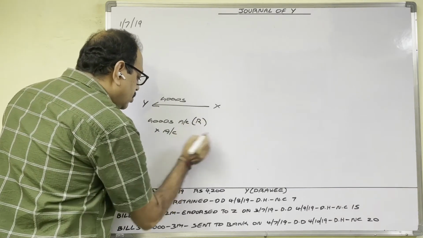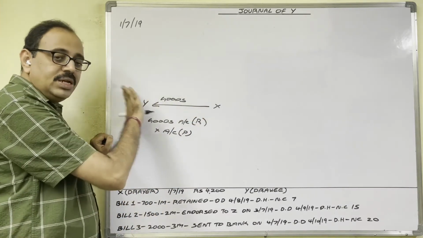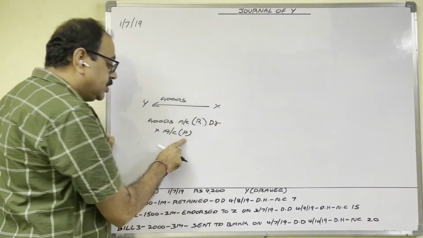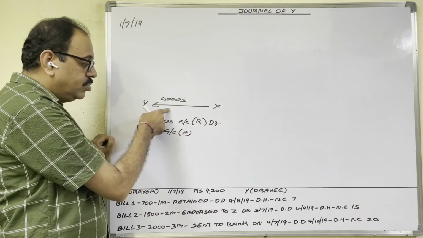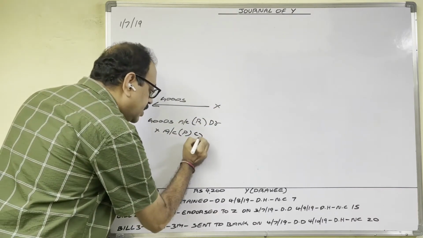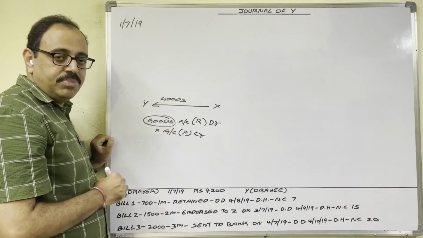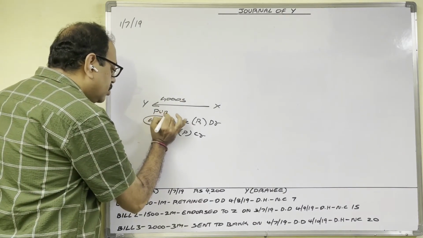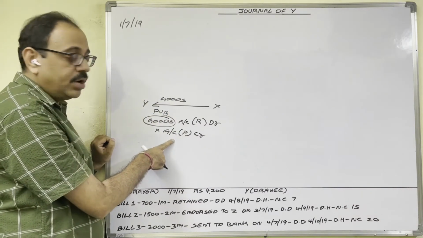Real account, personal account. Real account rule: debit what comes in, credit what goes out. Goods are coming, we should debit. Personal account rule: debit the receiver, credit the giver. X is giving goods, he is a giver, credit. Goods word we should not write now. Instead of that, transaction name. This is purchase transaction, purchases account. So final entry is purchases account debtor to X account.